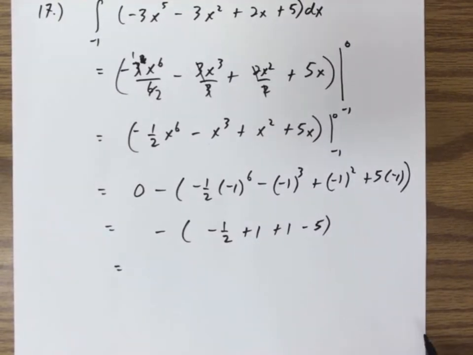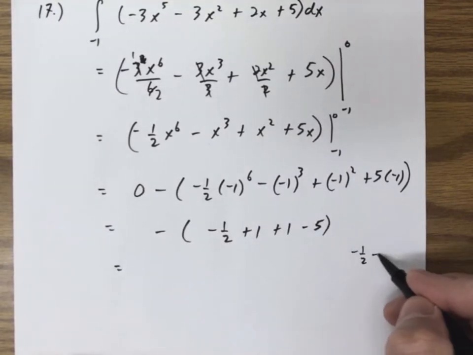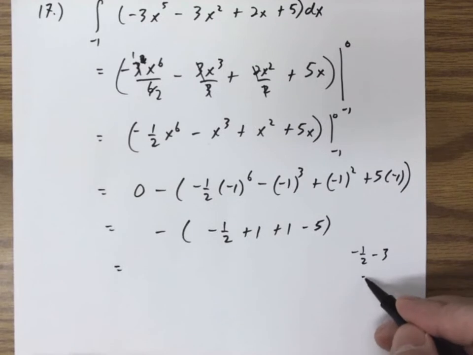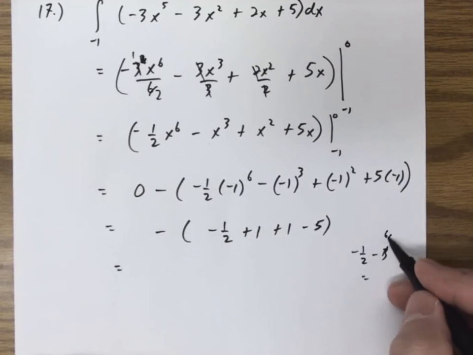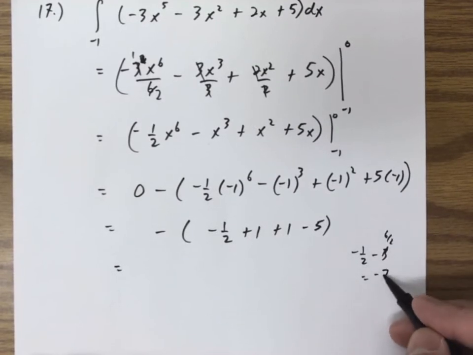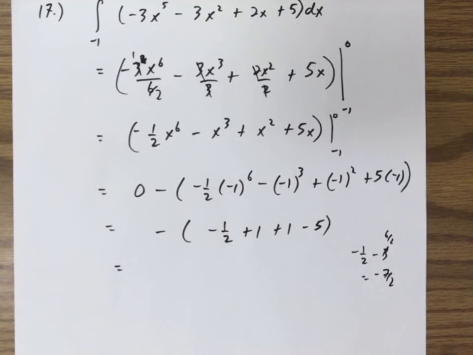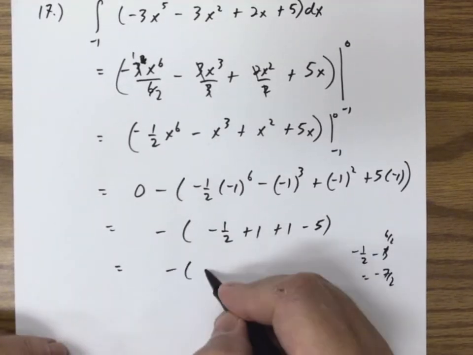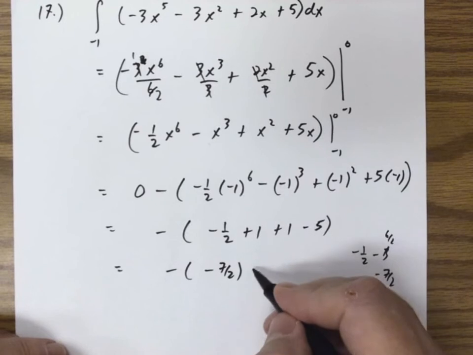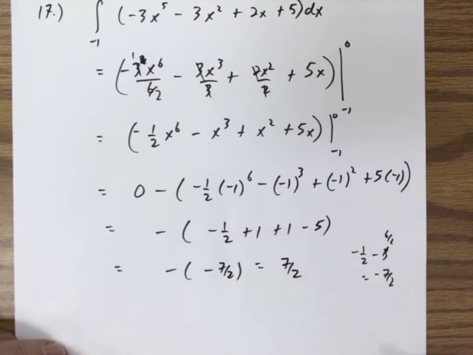So we have negative 1/2 minus 3, which is like 6/2. Negative 7/2, but the negative out here makes it positive 7/2. If I didn't mess up, we'll see if that's the correct answer, and lo and behold it is.